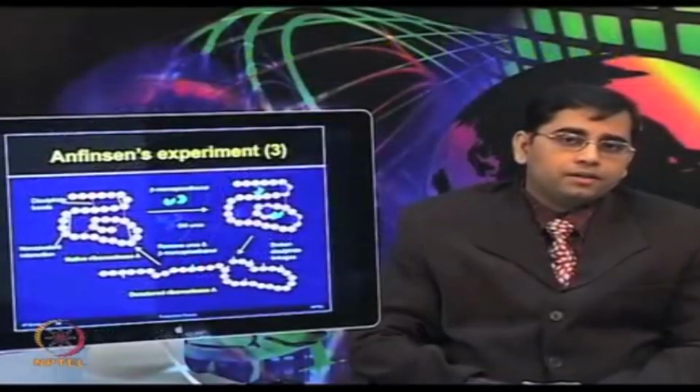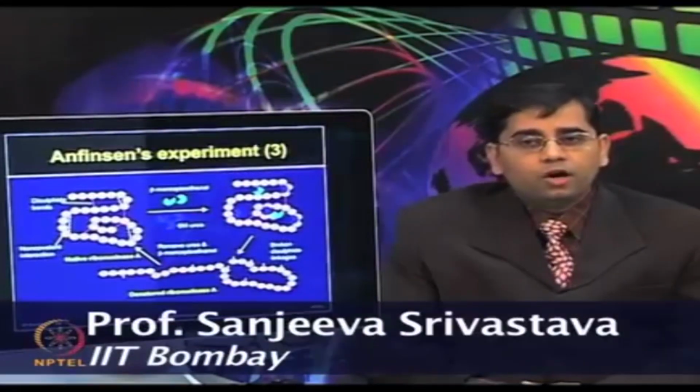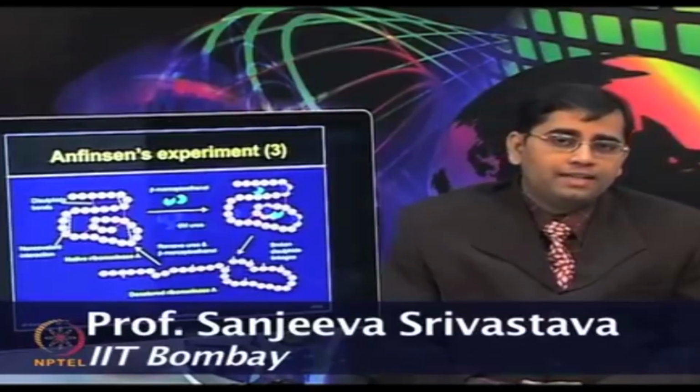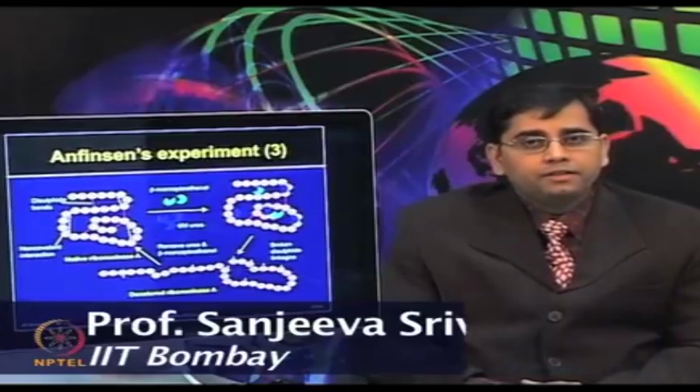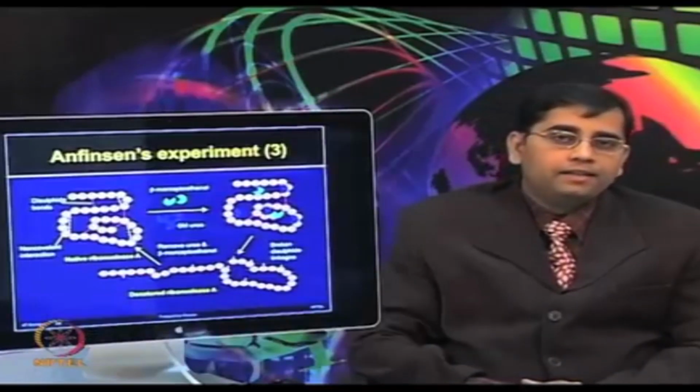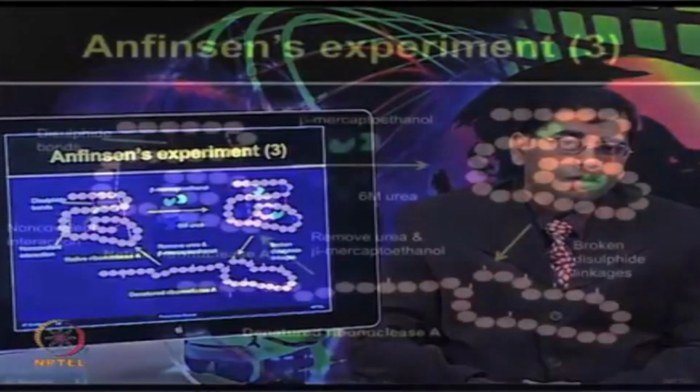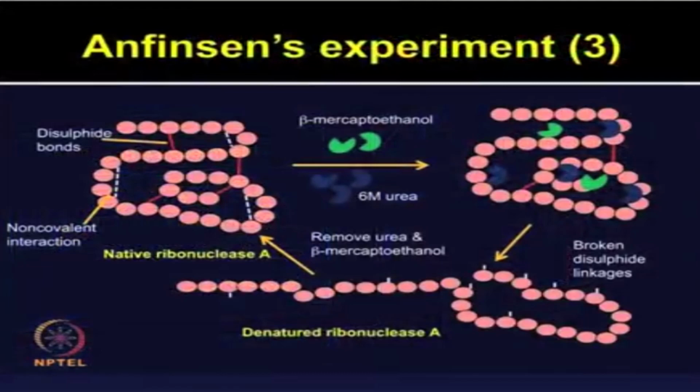Anfinsen noticed that when the ribonuclease was oxidized in air and urea was removed by the process of dialysis, the enzyme activity slowly recovered as a result of protein folding. As you can see here, if you have used beta mercaptoethanol and 6 molar urea, all the disulfide and non-covalent bonds are broken. Once urea is removed, then slowly protein folding occurs. It results in the reformation of the tertiary structure and active site.